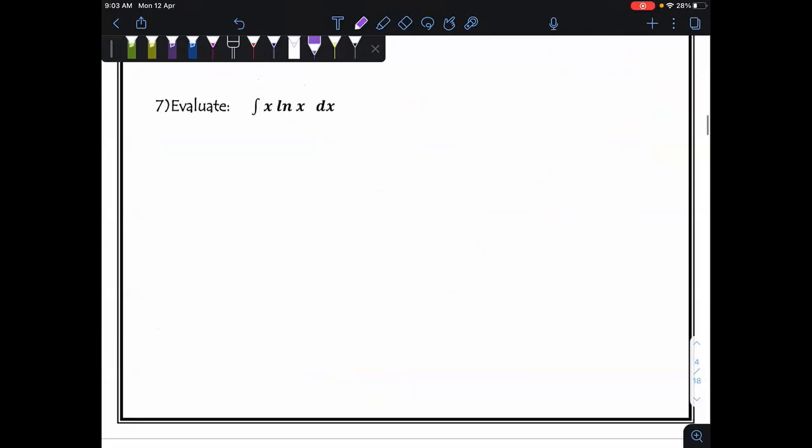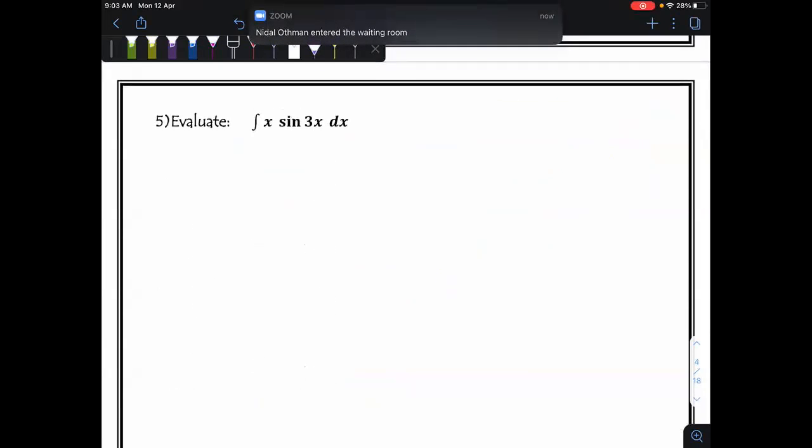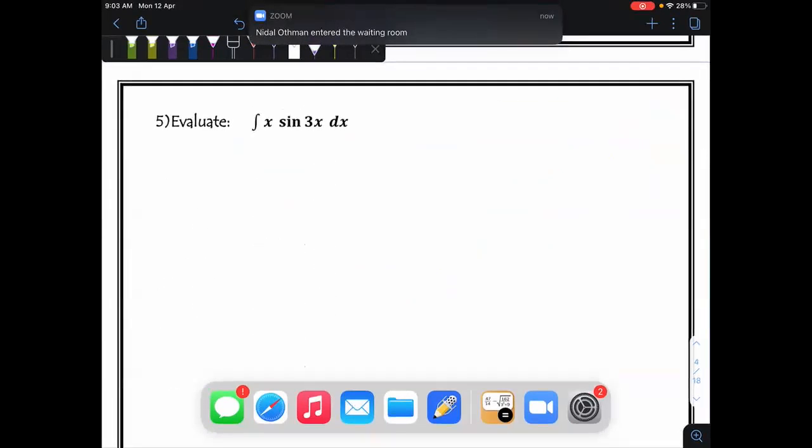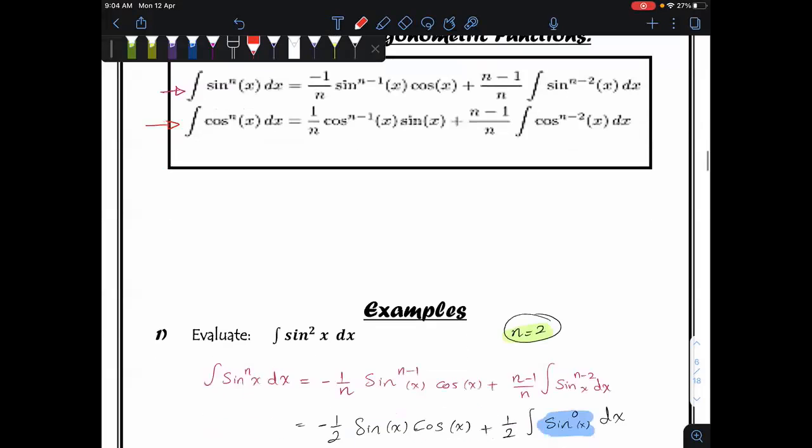Okay, you can practice on these 2 questions. Let me bring another topic: integrating the trigonometric functions, the integral of sine to the power of n and cosine to the power of n. Let's solve one here.